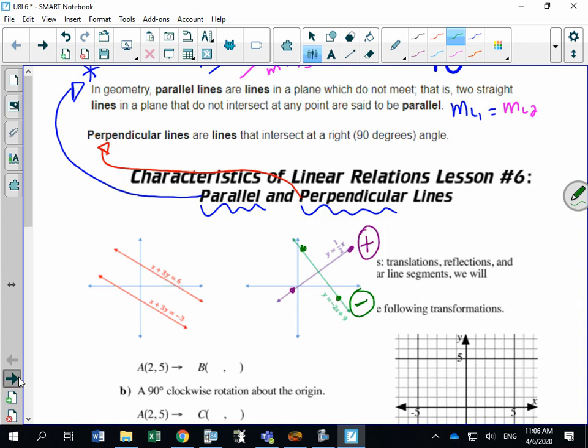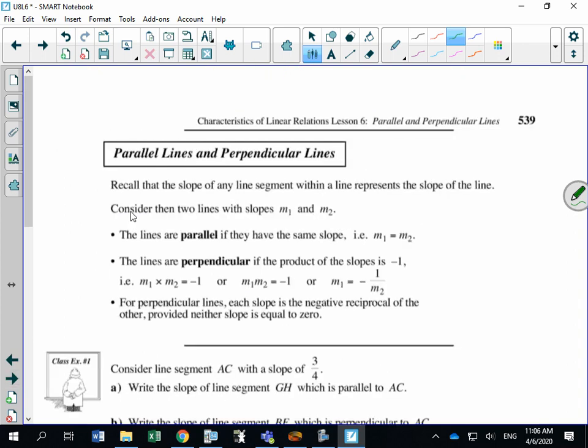Flip to page 539, and I'll go through again how we're going to calculate parallel and perpendicular. So it says here, so star this, that the lines are parallel if they have the same slope. So slope of line 1 is equal to the slope of line 2. They're going to be parallel. For perpendicular, what I want you to write down is that they are negative inverses of each other.